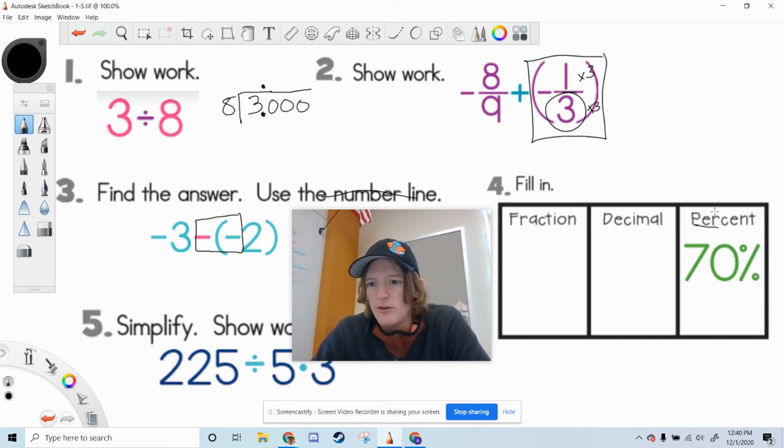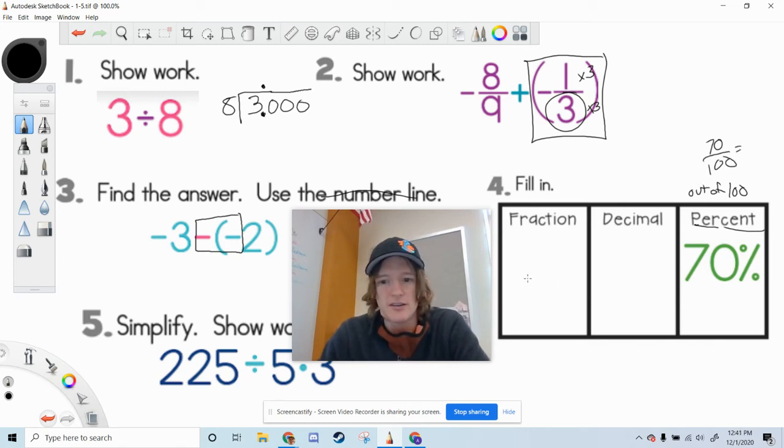70%, remember per means out of. Cent means 100. So 70% is 70 out of 100. So that's a fraction. However, I do want you to reduce that. I think you can reduce that fraction. You can divide them both by at least 10. So give me a simplified fraction here.